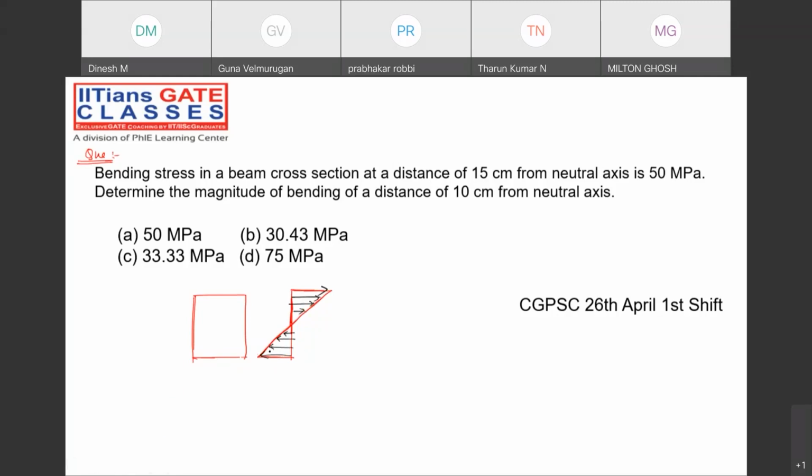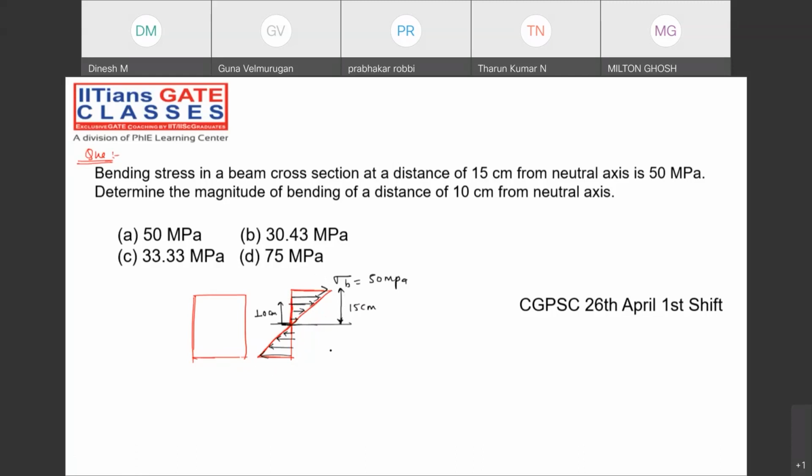The bending stress in the beam at a distance 15 centimeter, suppose I'm taking the extreme fiber only, 15 centimeter from the neutral axis, the bending stress is suppose 50 megapascal. Determine the magnitude at a distance of 10 centimeter from the neutral axis, they are asking. So it's very simple.